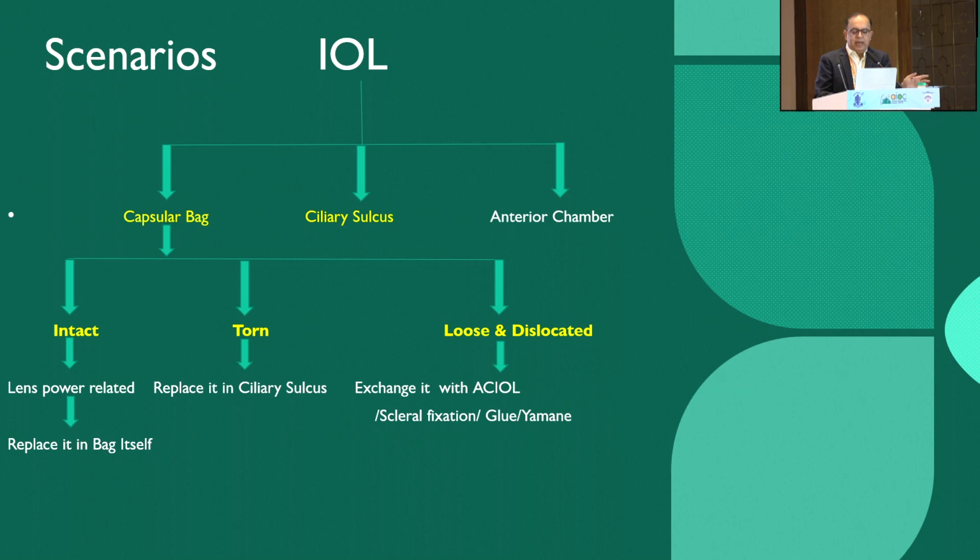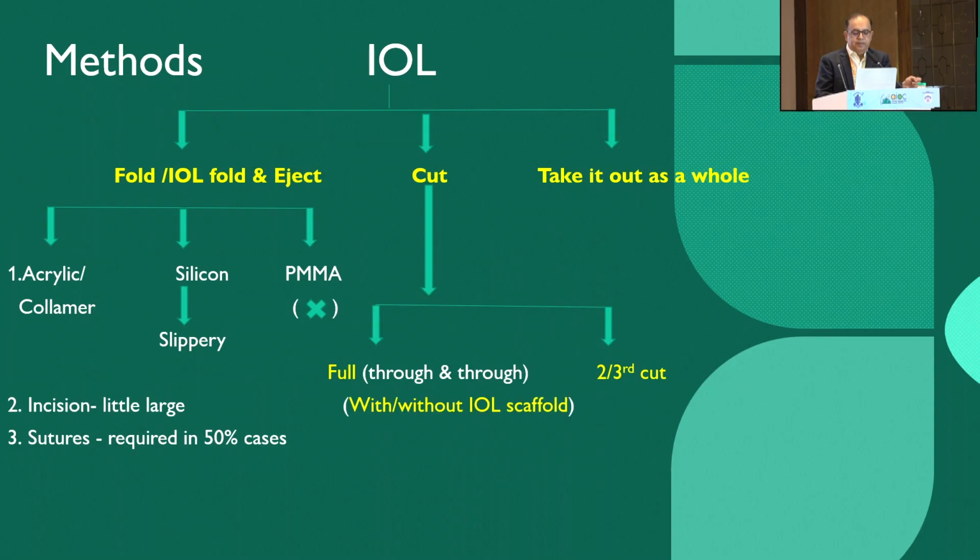Now, capsular bag to capsular bag exchange is common for addressing lens power errors. If the capsule is torn and the lens is decentering because it's in the torn bag, we might take it out of the bag and put it in the ciliary sulcus. And if the entire capsular bag is dropping onto the retina, we might take the whole lens out and put the new lens in the AC or suture it to the sclera.